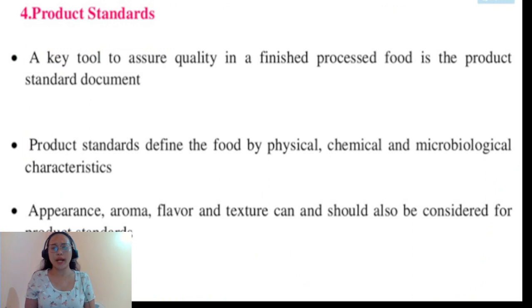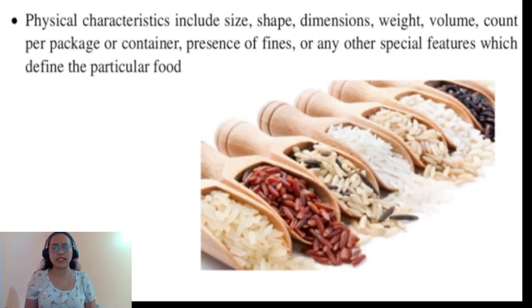The next is the product standards. A key tool to assure quality in a finished processed food is the product standard document. Product standards define the food by physical, chemical, and microbiological characteristics. Appearance, aroma, flavor, and texture can and should be considered for product standards. The physical characteristics include size, shape, dimensions, weight, volume, count per package or container, presence of fines, or any other special features which define the particular food.